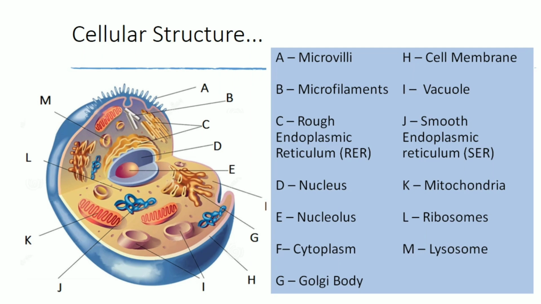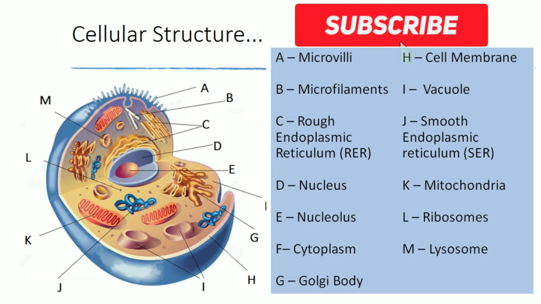D is the nucleus, that is the operating unit of the cell. So E is the nucleolus, that is the center part of the nucleus. And F is cytoplasm, which makes the structure of the cell and is made out of microfilaments. And G is the Golgi body.